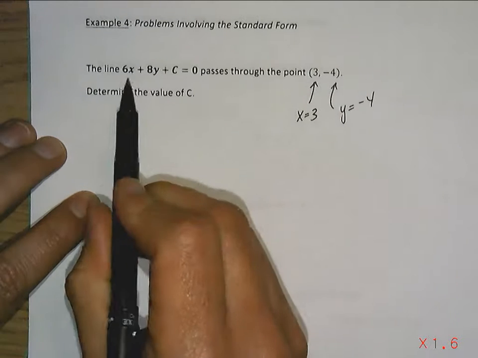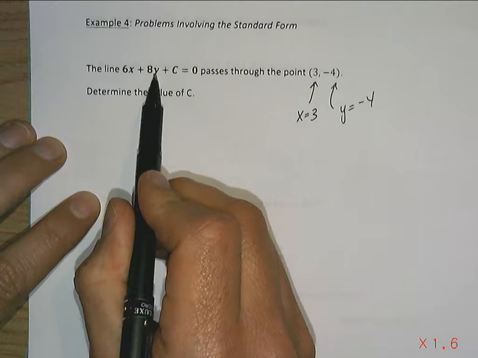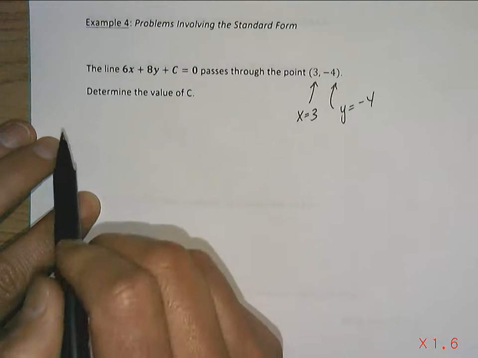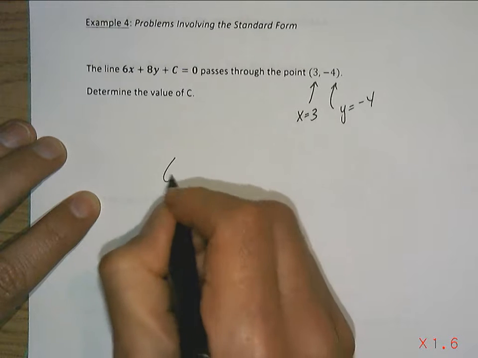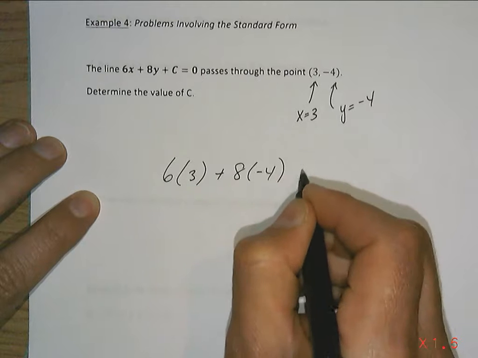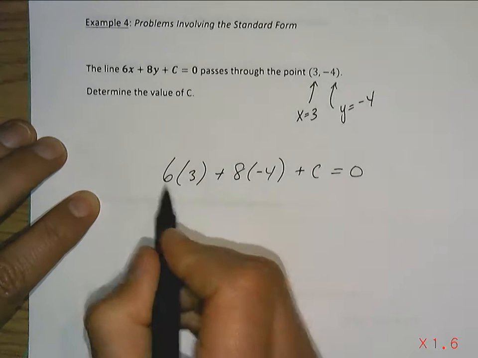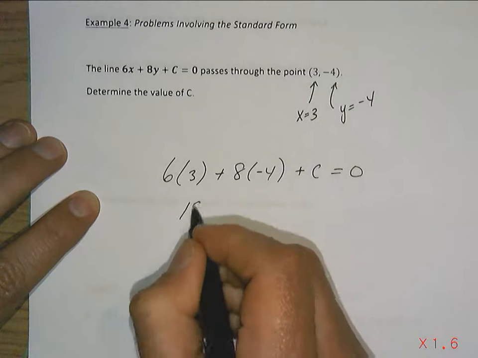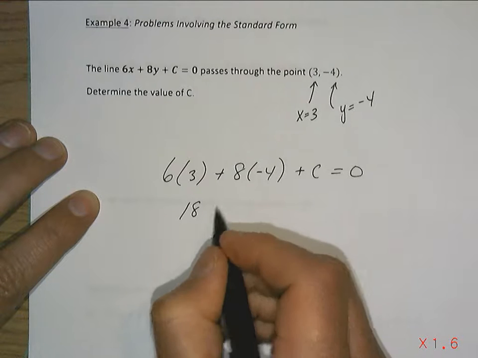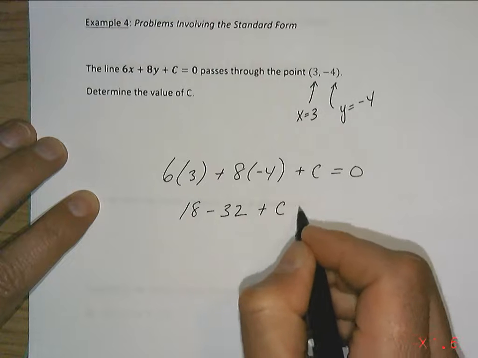So if I know that x equals 3, and if I know that y must equal negative 4, then that leaves only one variable unknown. So what happens is, it leaves me with the c unknown. 6 times 3 is 18. 8 times negative 4 is negative 32. Plus c equals 0.